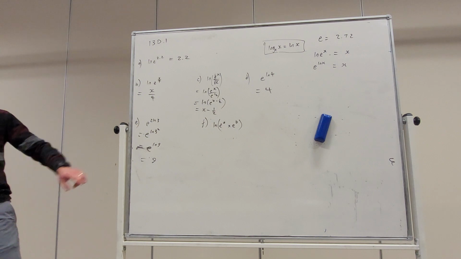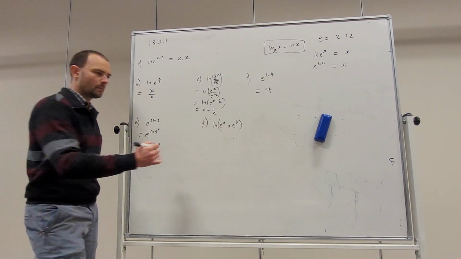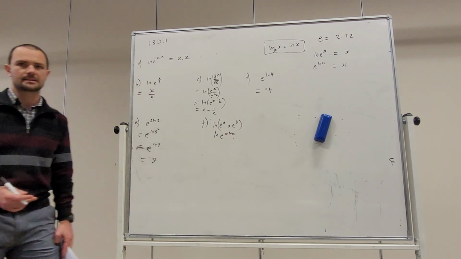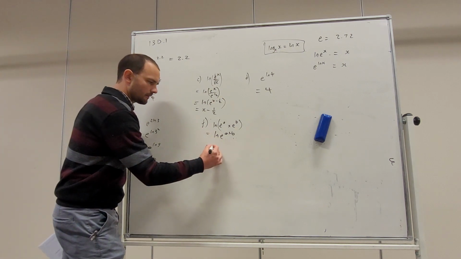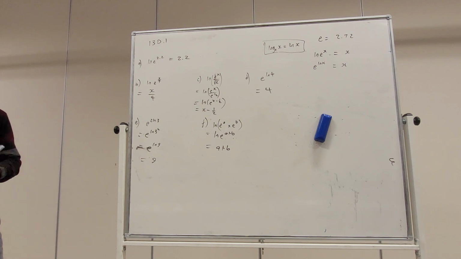All right, here we've got ln e to the a times e to the b. Let's express that as a single power of e using index laws. That's going to be a plus b. We add the powers together. We've expressed it as a single power of e, so that will simplify to a plus b.